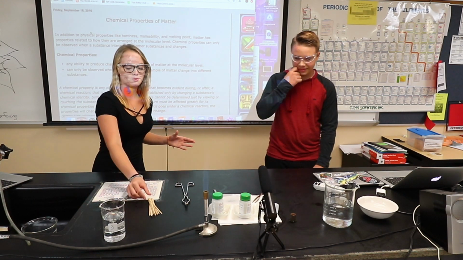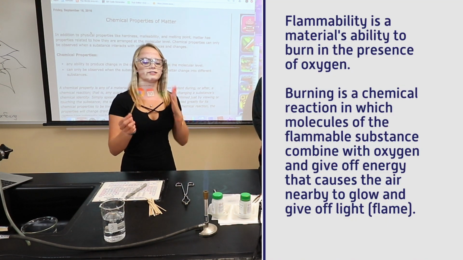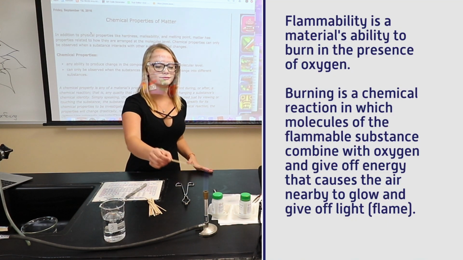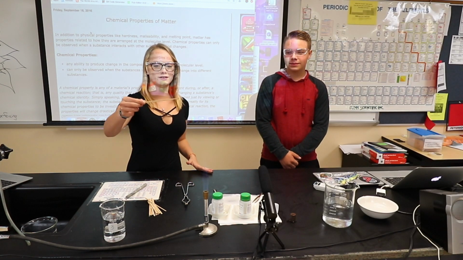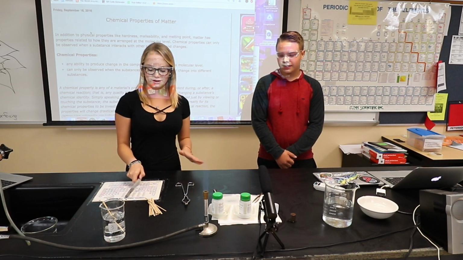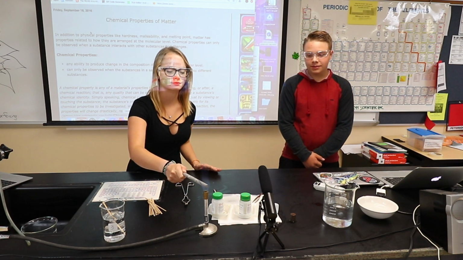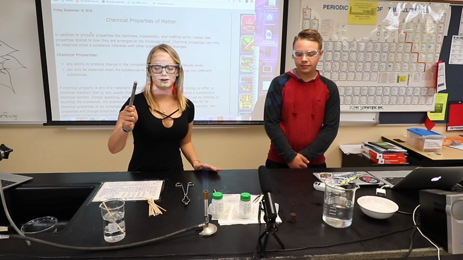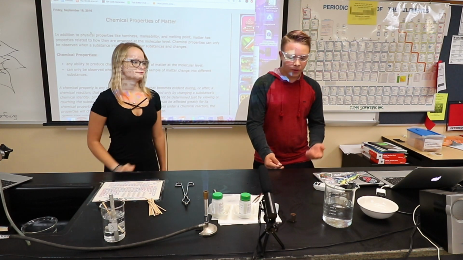One chemical property is flammability. So some things are flammable, like this wood. Oops. Okay, it's on fire now, a little bit. And some things are not flammable, like this metal. See, it's not on fire.